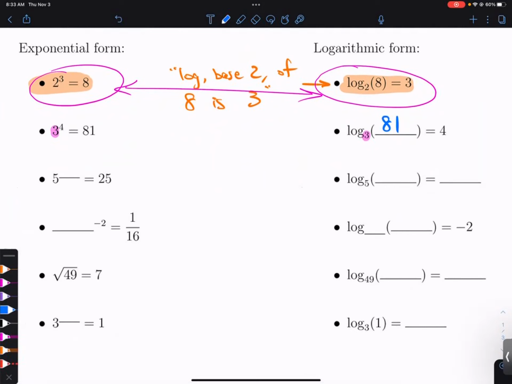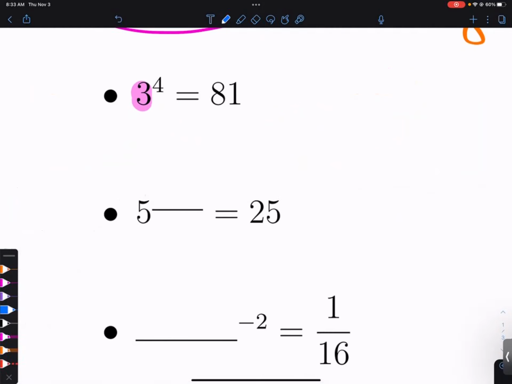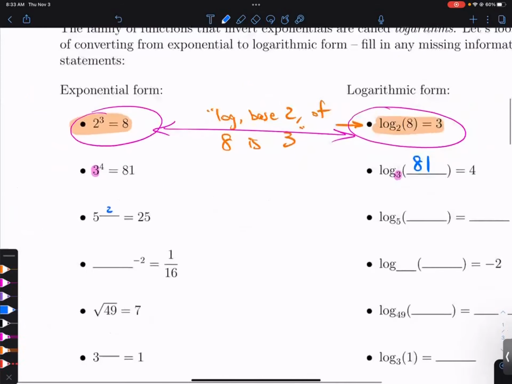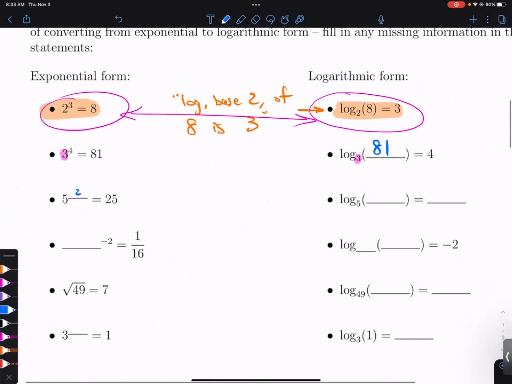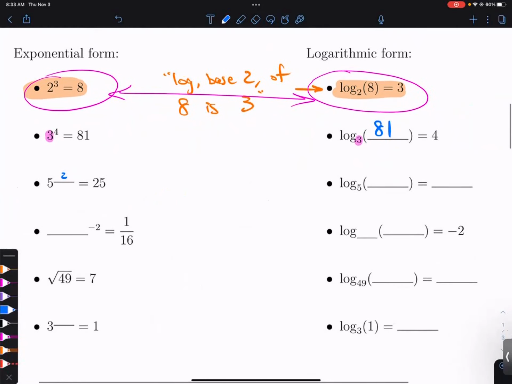Five to the what gives you 25? 2, right? 5 squared is 25. How do you write that same fact as a logarithm? That same relationship. It's log base 5 of 25 is 2. Yeah, good.